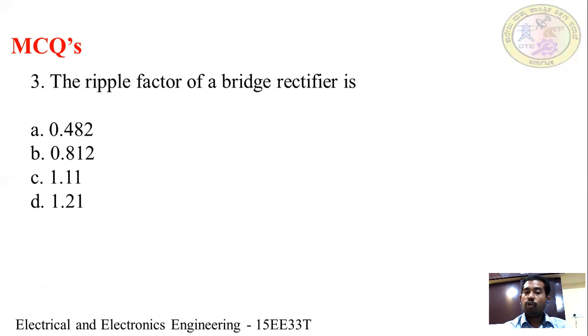And let me move on to the third question: the ripple factor of a bridge rectifier is, option A 0.482, option B 0.812, option C 1.11, and option D 1.21. We know that it is option A, that is 0.482.